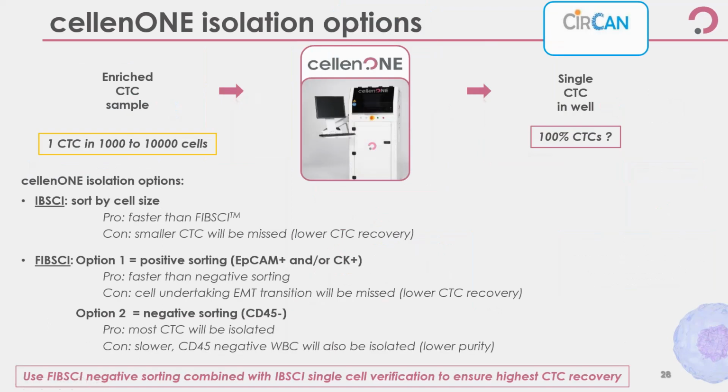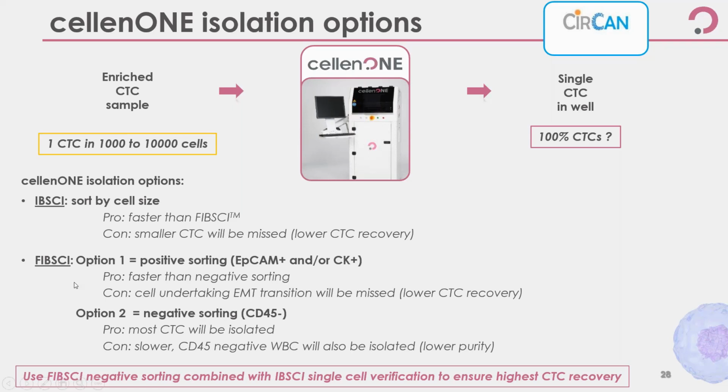So, as I told you at the beginning, we have a number of options using the cellenONE that we could use to try to isolate those single CTCs. The first option was to use just the image-based sorting and sort by size. The advantage of this is that it's faster than using fluorescence, but the main disadvantage is that we would be missing most of the smaller CTCs.